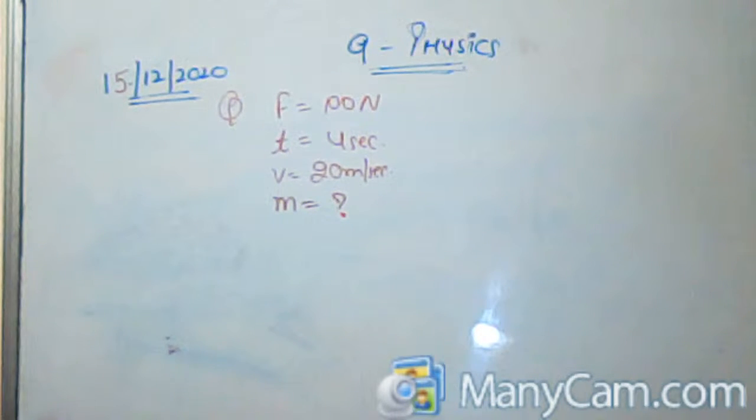I'm repeating the question for you again. A force of 100 Newton acting on a certain mass for 4 seconds gives a velocity of 20 meter per second. Find the mass of the body if the body was initially at rest. Go ahead.